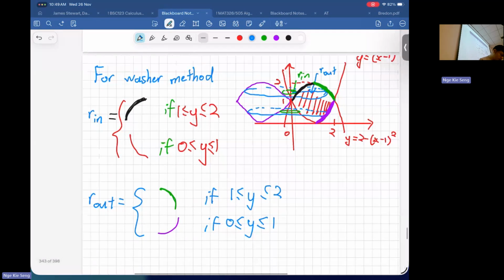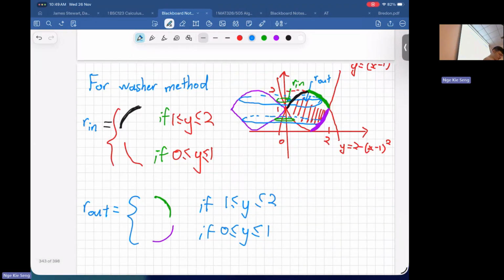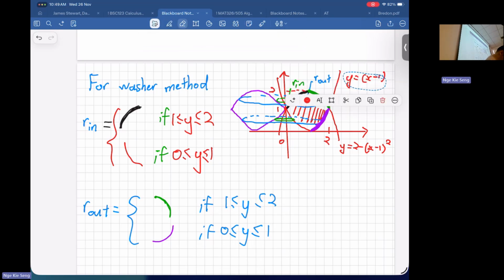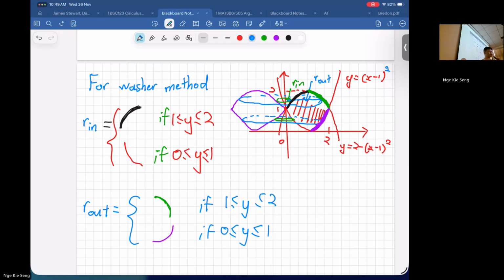Let's start with the red and the purple first. This one is easier. Okay, we know that the red and the purple will satisfy y equals x minus 1 squared. So can you describe these two parts differently, in terms of x? Because we will write x in terms of y. So let's write what is x.